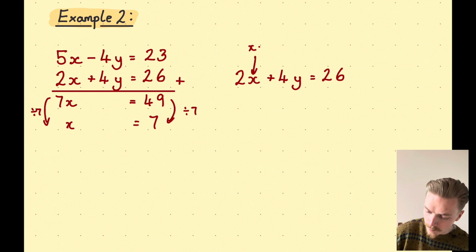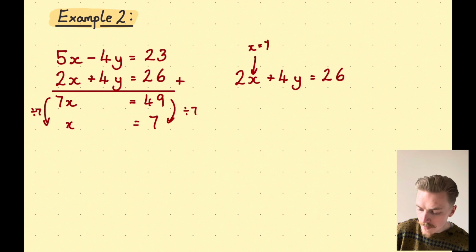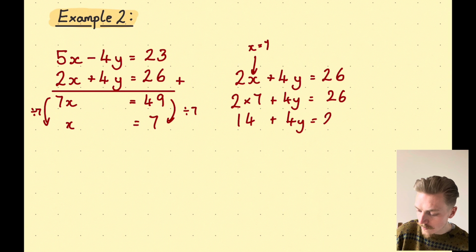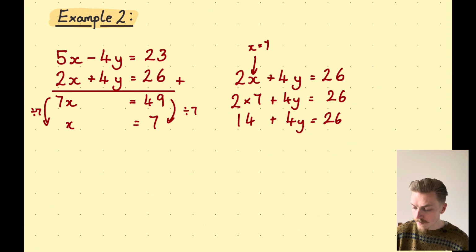This here, I'm going to replace with 7. I'm going to substitute that in. So I've got 2 times 7 plus 4y equals 26. 2 times 7 is 14 plus 4y equals 26. And then I'm just solving it like normal.